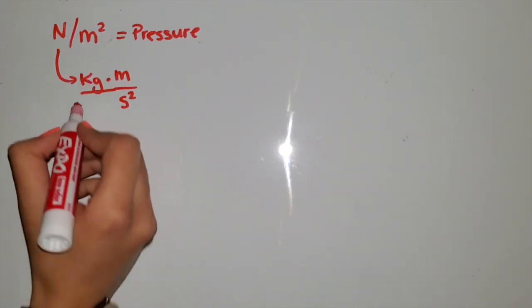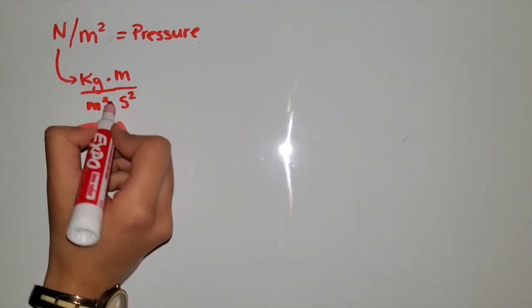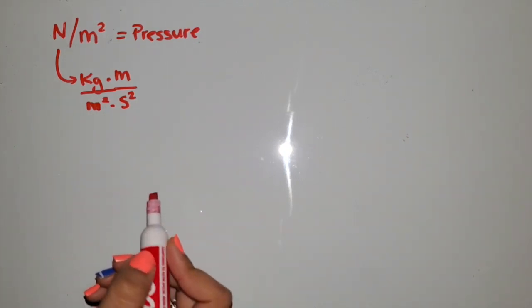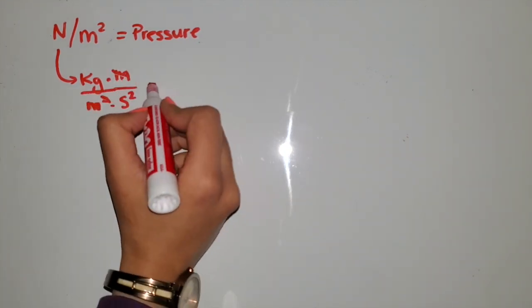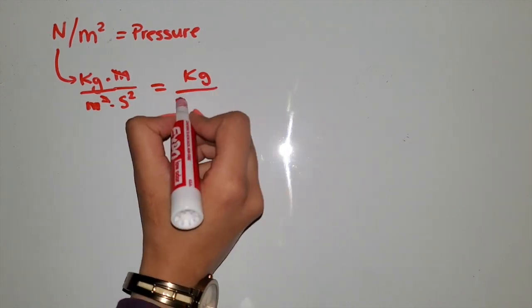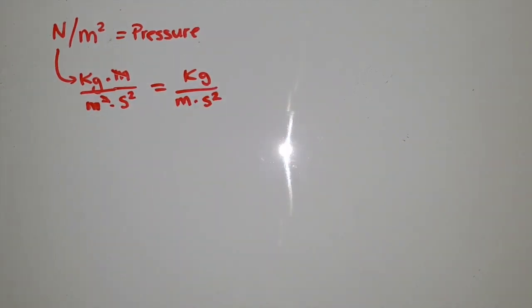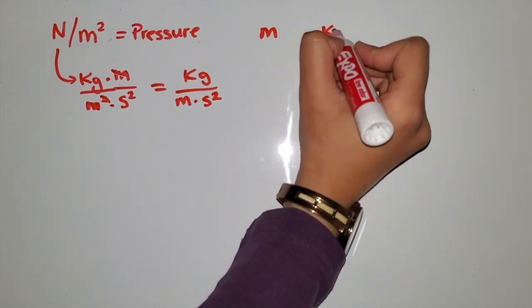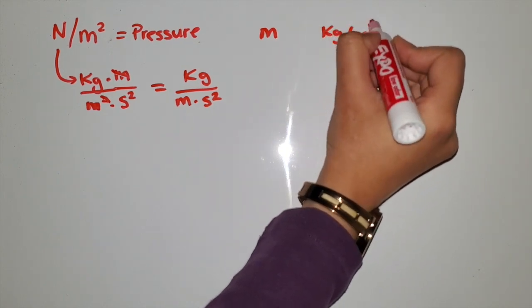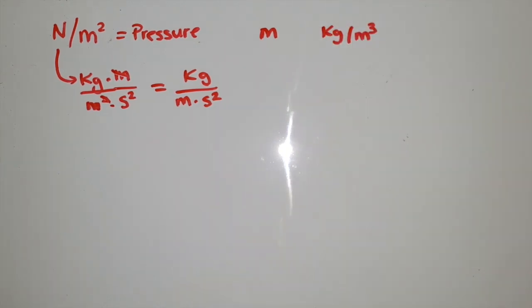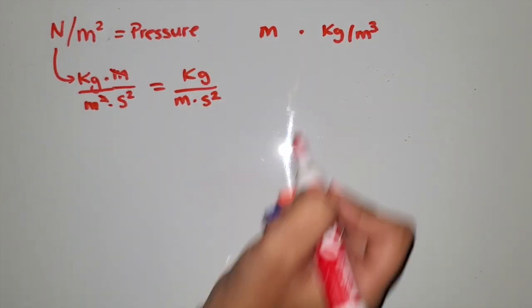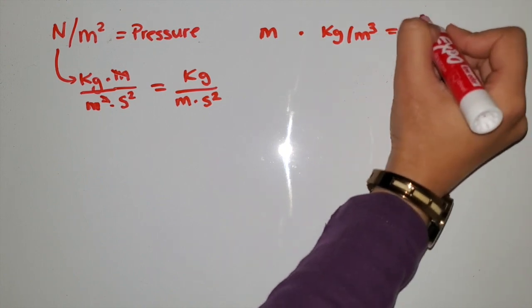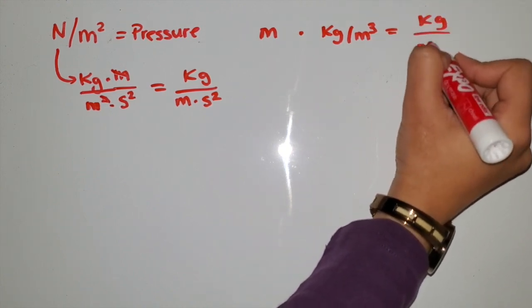And since we're dividing by meters squared, I'm just going to put this under with the second squared. And now we can simplify this. And we get kilograms per meter times second squared. Now, from the previous information that we have meters and we have kilograms per meters cubed. Now, in order to get closest to the answer that we're looking for, we're going to have to multiply these two terms, and that gives us kilograms per meter squared.